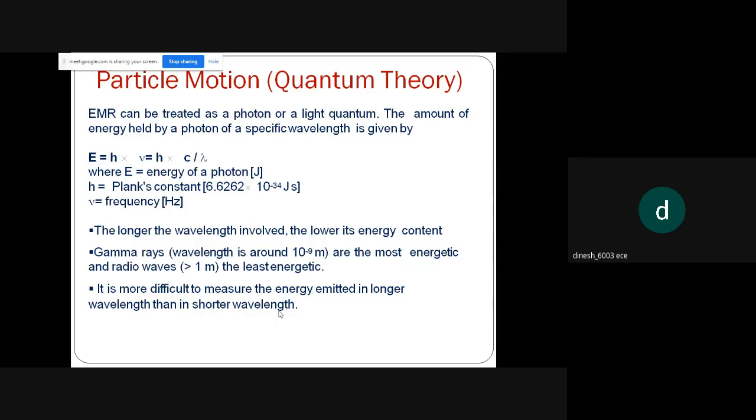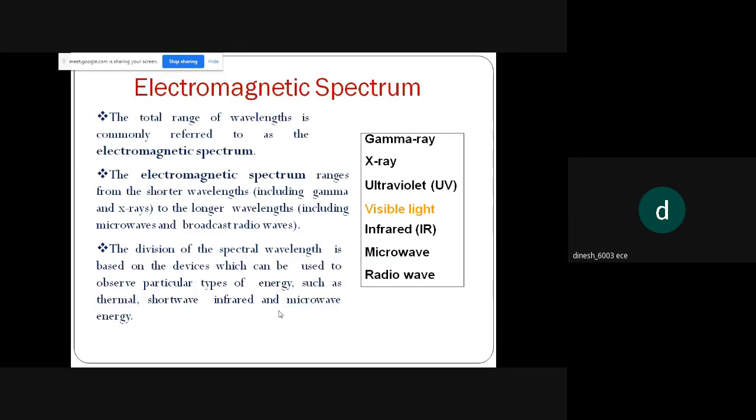So the longer the wavelength involved, the lower is its energy content. So we should go for a shorter wavelength. The gamma rays having wavelength around 10 power minus 19 are the most energetic, and radio waves are the least energetic. Okay. So it is more difficult to measure the energy emitted in longer wavelength than in shorter wavelength, just to be considered in the particle motion or quantum theory, Planck's constant. So now let us see the electromagnetic spectrum.